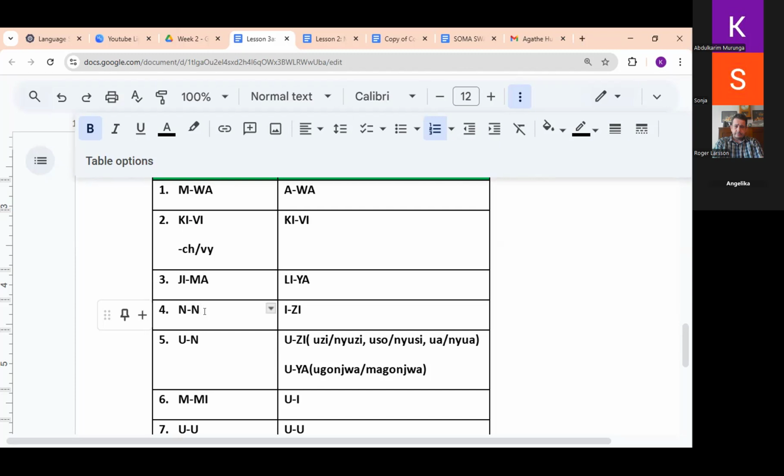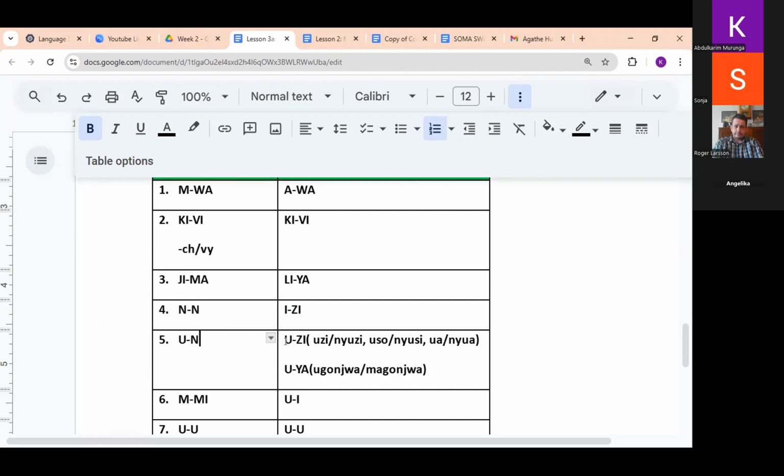Computer inafanya kazi, this E, and plural, computers zinafanya kazi. Computers are working. For this UN, it has different forms here.